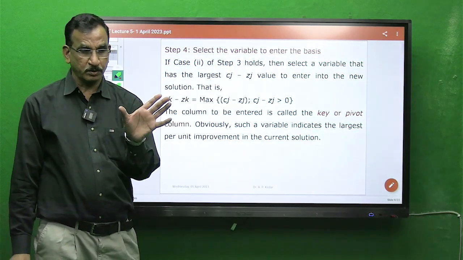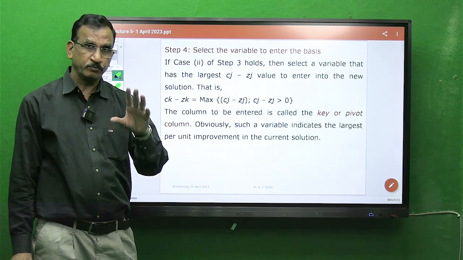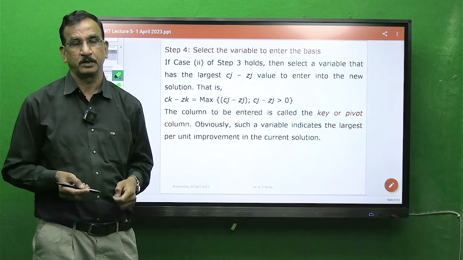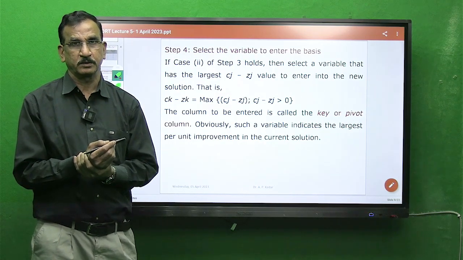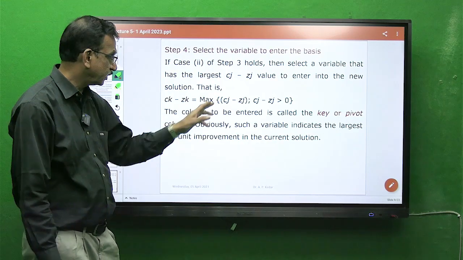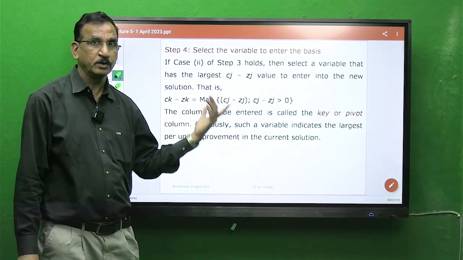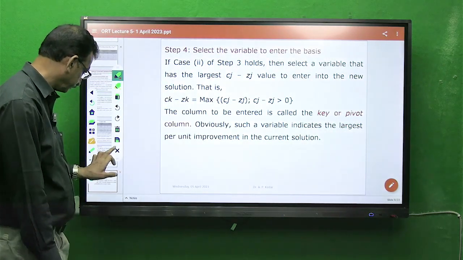Means now you are in that solution, you will have some decision variables which are not satisfying that condition. Now you have to reshuffle your solution such that the Cj minus Zj condition is satisfied. That is given, how to check is given here. We will implement this method when we go for numerical.